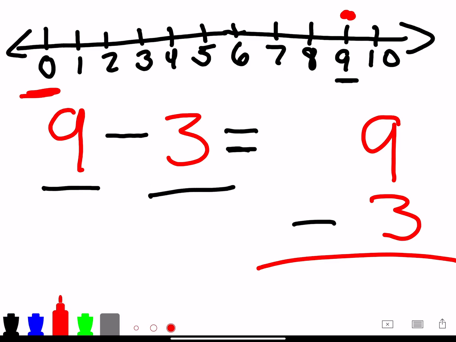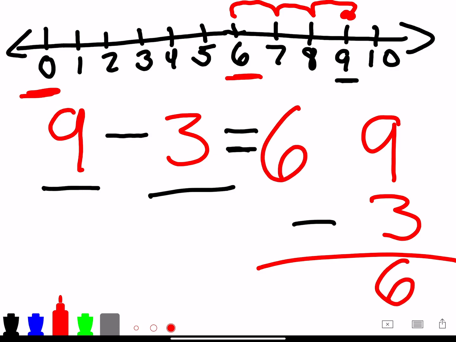3 times. So if we count backwards, 1, 2, 3, we land on the number 6. There we go. Let me write my number 6 better. 6. And then this problem will equal 6. 9 minus 3 equals 6. But if you're not sure about using the number line, you're like, oh, I don't know if I did that right. I don't know if I counted backwards right. Then you can also try it a different way. You can use number counting skills. So let me show you guys this way.